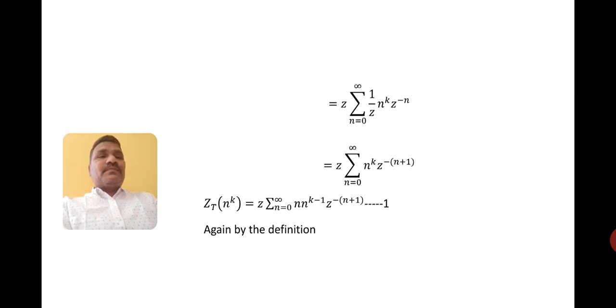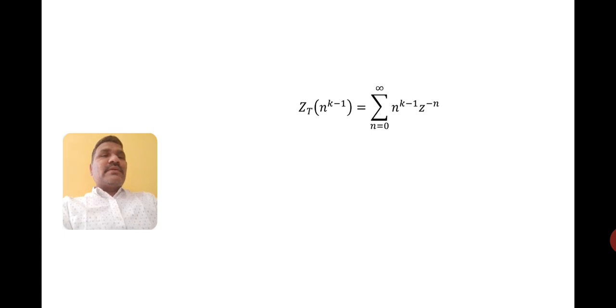Once again by the definition, the z transform of n to the power k minus 1 is equal to summation n runs from 0 to infinity n to the power k minus 1, z to the power minus n. This is the same thing I have done here. Now, as in that proof we needed the differentiation, I want to do differentiation with respect to z.